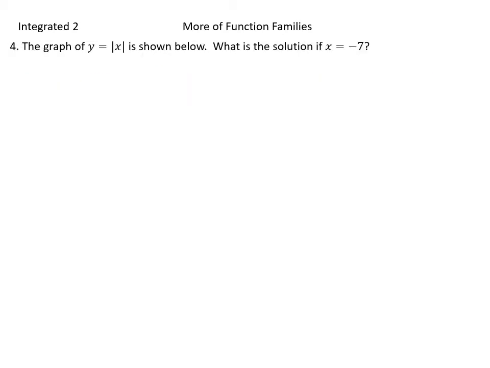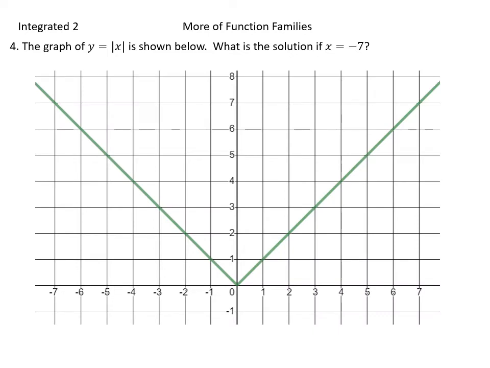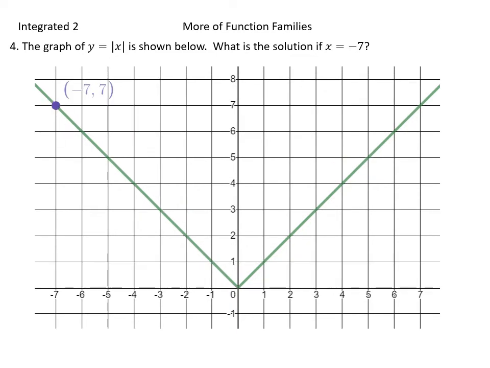Now, graphing absolute value functions. So we have the graph of y equals absolute value of x. We want to know what is the solution if x equals negative 7. Well, you can just plug that into the function. What is the absolute value of negative 7? Well, that's 7, but you can also just look at the graph. When I plug in negative 7 on the x, that gets us up at positive 7 on the y. So y equals 7 would be the answer.